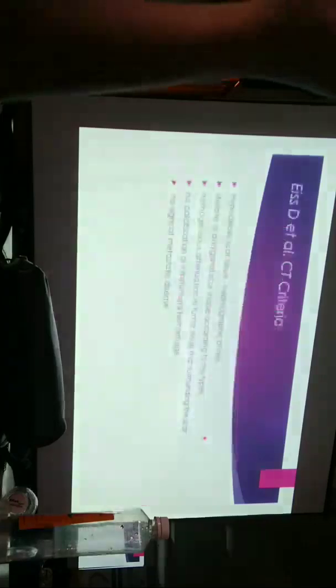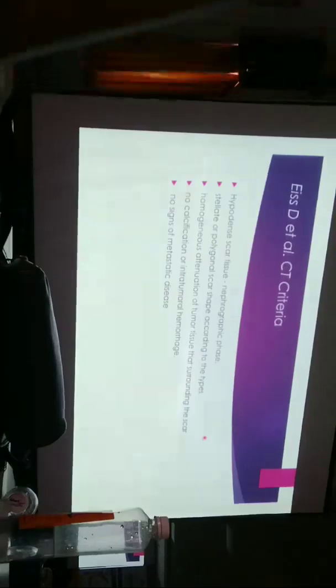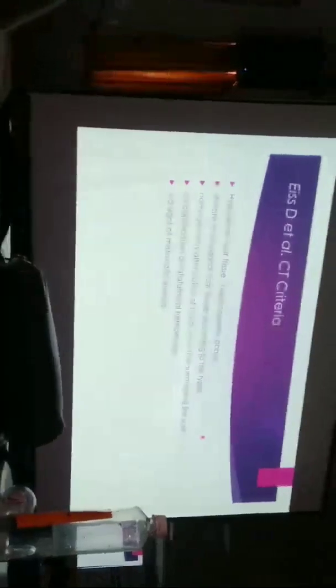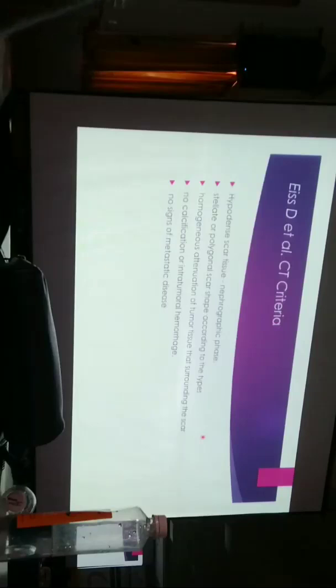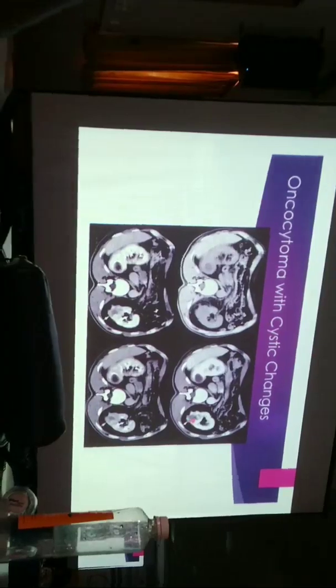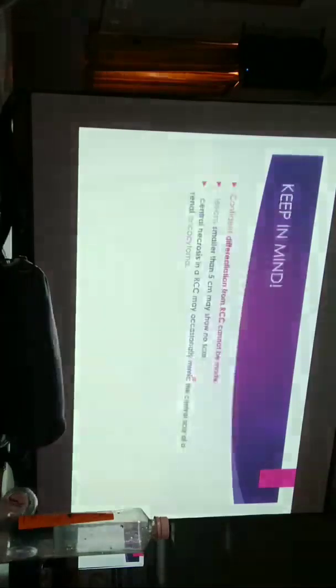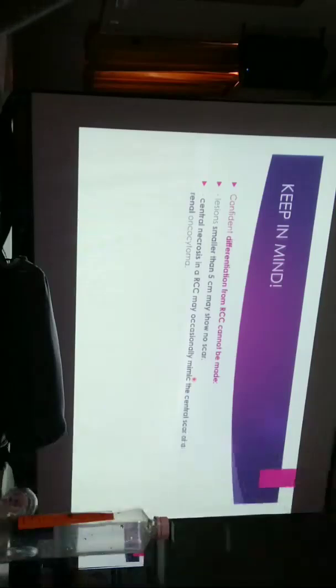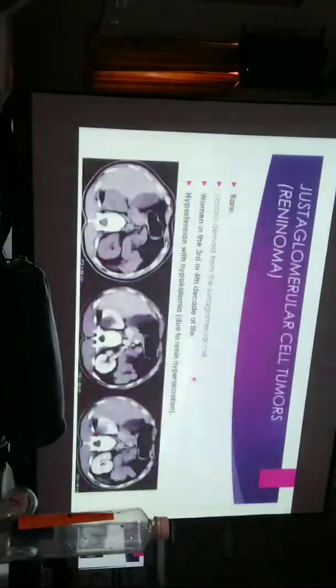So the criteria to diagnose a renal oncocytoma is, in the nephrographic phase, there is a hypodense scar tissue. The scar may be stellate or polygonal. It has homogeneous attenuation with no calcifications or hemorrhage, no signs of metastatic disease. This lesion can also have cystic changes, like what you see here. So we have to keep in mind that sometimes a confident differentiation from RCC cannot be made, since the central necrosis in RCC can sometimes mimic the central scar of an oncocytoma.